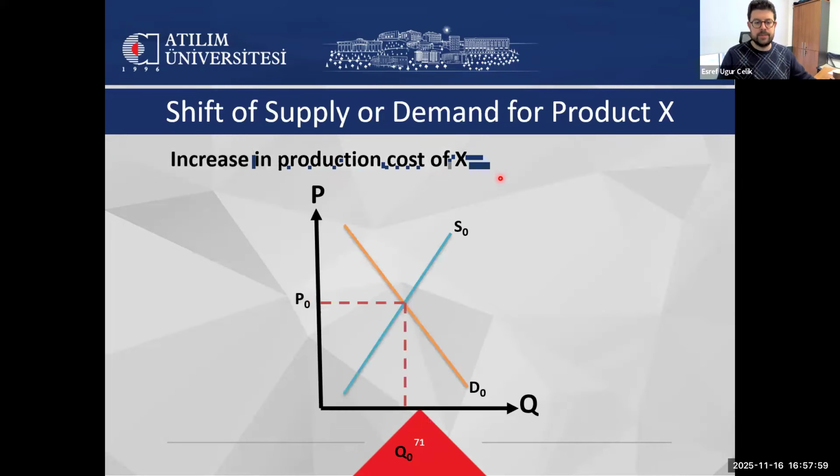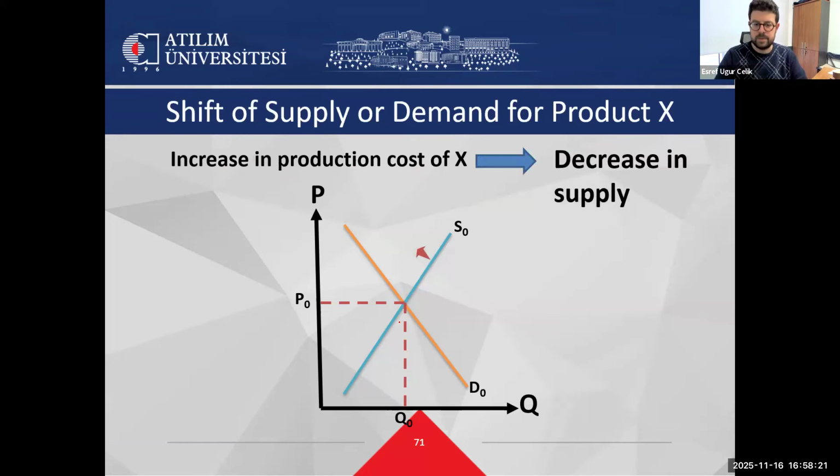This is related to supply, that's why we can do it together. Increase in production cost. Production cost means input price. When input price increases, we can produce less. So the supply curve is shifting to the left. When the supply curve is shifting to the left, at the new equilibrium, price increases, but quantity decreases.